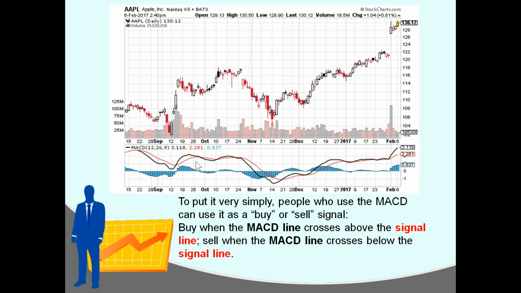People might buy when the MACD line crosses above the signal line, like it does here and here, okay? And they might sell when the MACD line crosses below the signal line, like it does here. It crosses below, or here it crosses below.